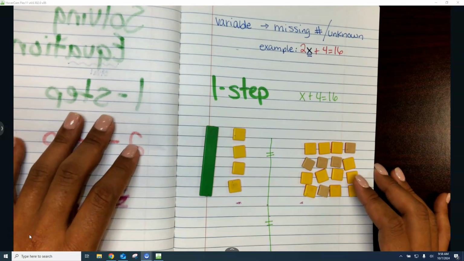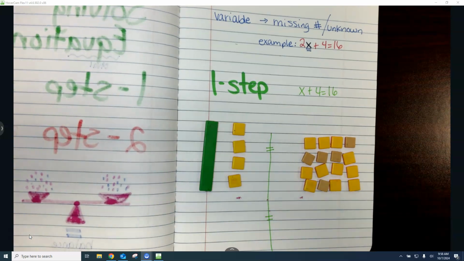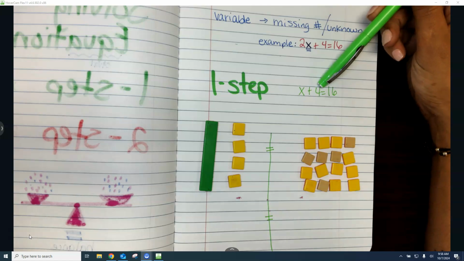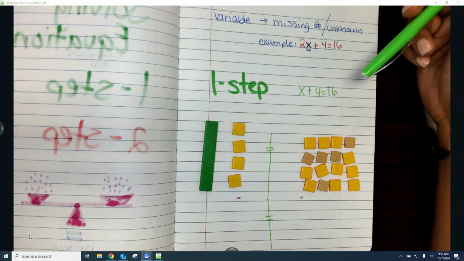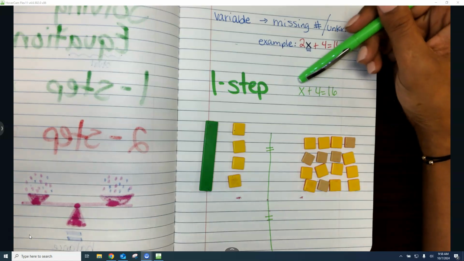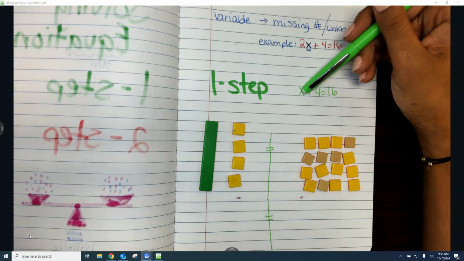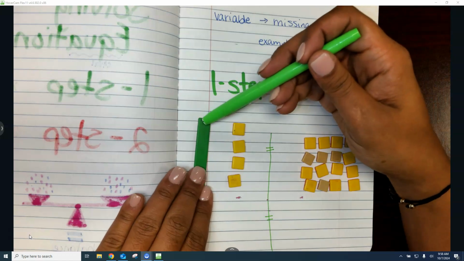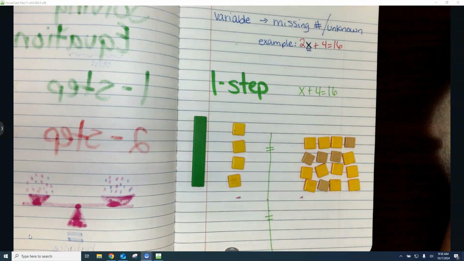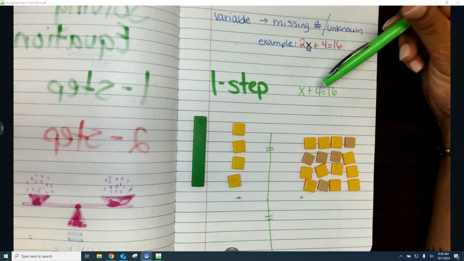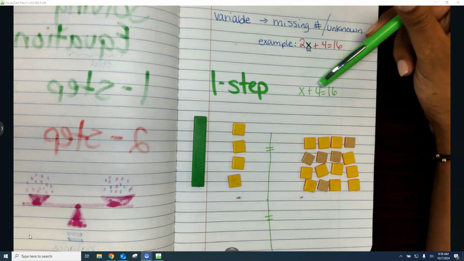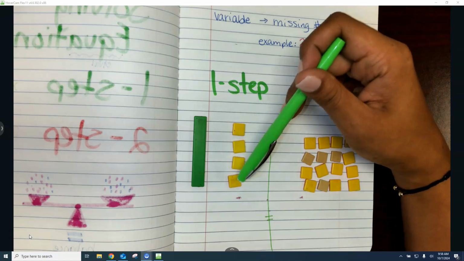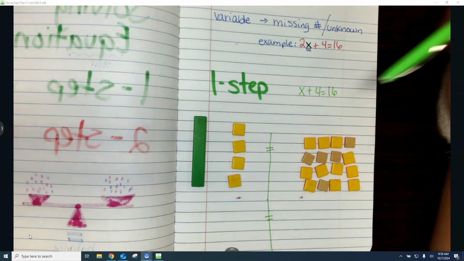So let's look at this first equation. We have a one-step equation here. X plus 4 equals 16. X is our variable. It is the unknown. Using the algebra tiles, X is represented with the green long bar. X is being added to 4. 1, 2, 3, 4 tiles.